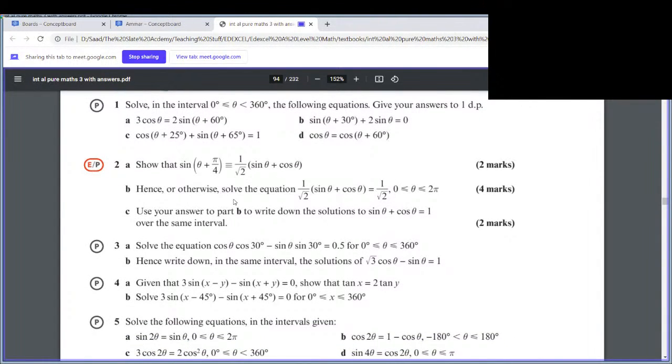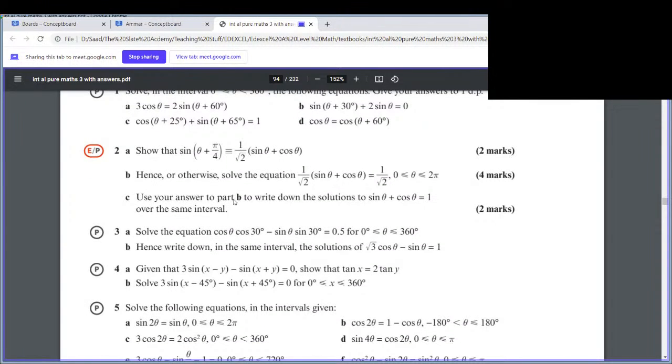Then sine 45 is root 2 by 2, which is same as 1 by root 2. 1 by root 2, rationalize it will become root 2 by 2. Then now what? Next part. Hence, solve the equation. Okay, this is equal to 1 by root 2.